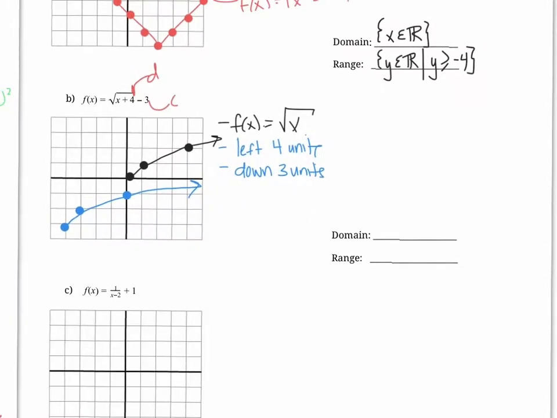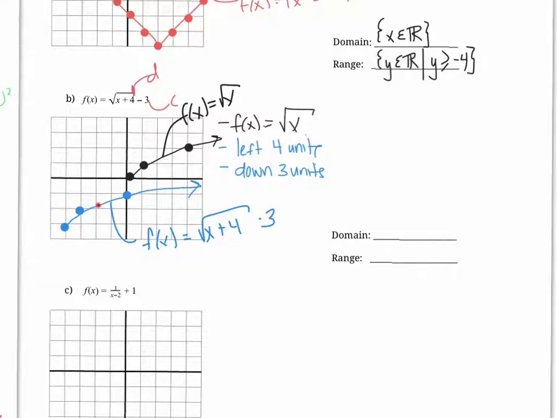So I also forgot to label these guys. So this was our original function. And this one was our final function. And now let's do the domain of the final function. So what can x be? Can x be 0? Yes, it can be anything positive, including 0.